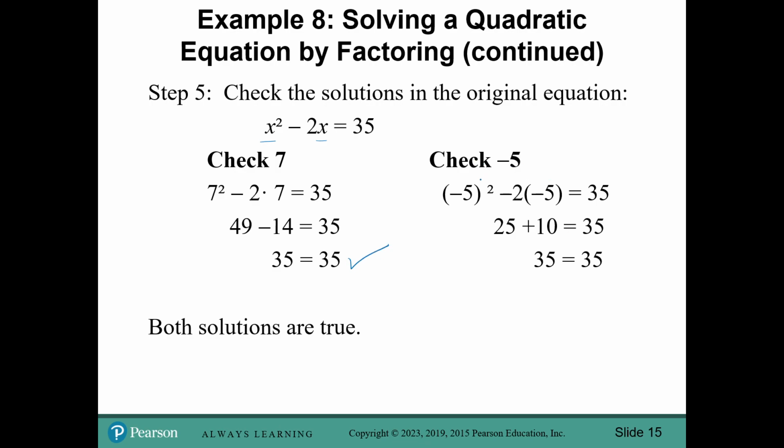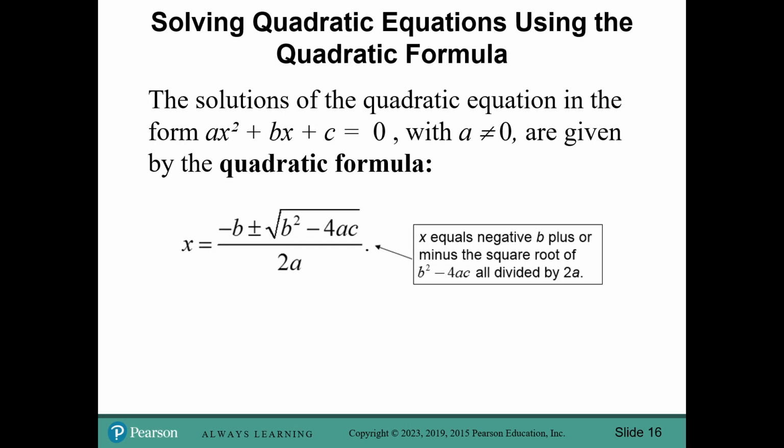I check negative 5 as well. So negative 5 squared is 25. Negative 2 times negative 5 is positive 10. 25 plus 10 is 35. So both of my solutions work, and both of my solutions are therefore true.